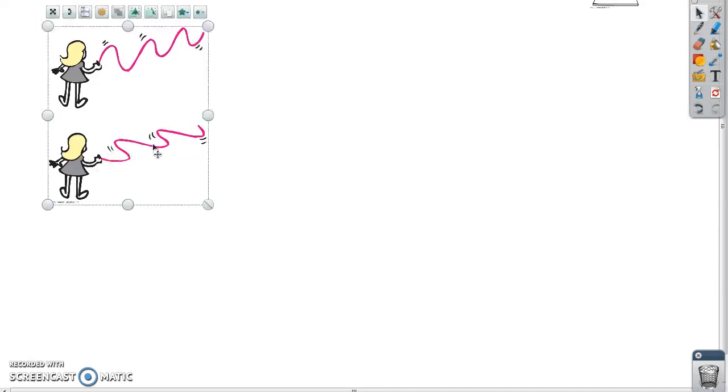If it's going this direction, then it's going to be going perpendicular to that. But it can be rotated around that axis. Okay?